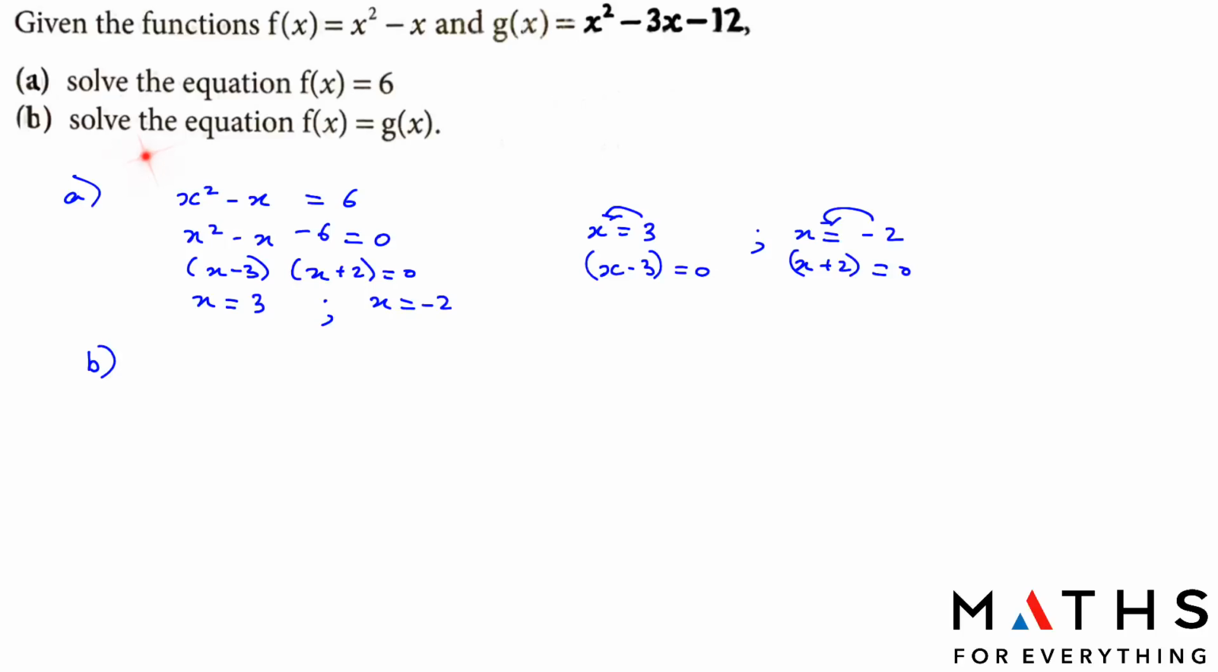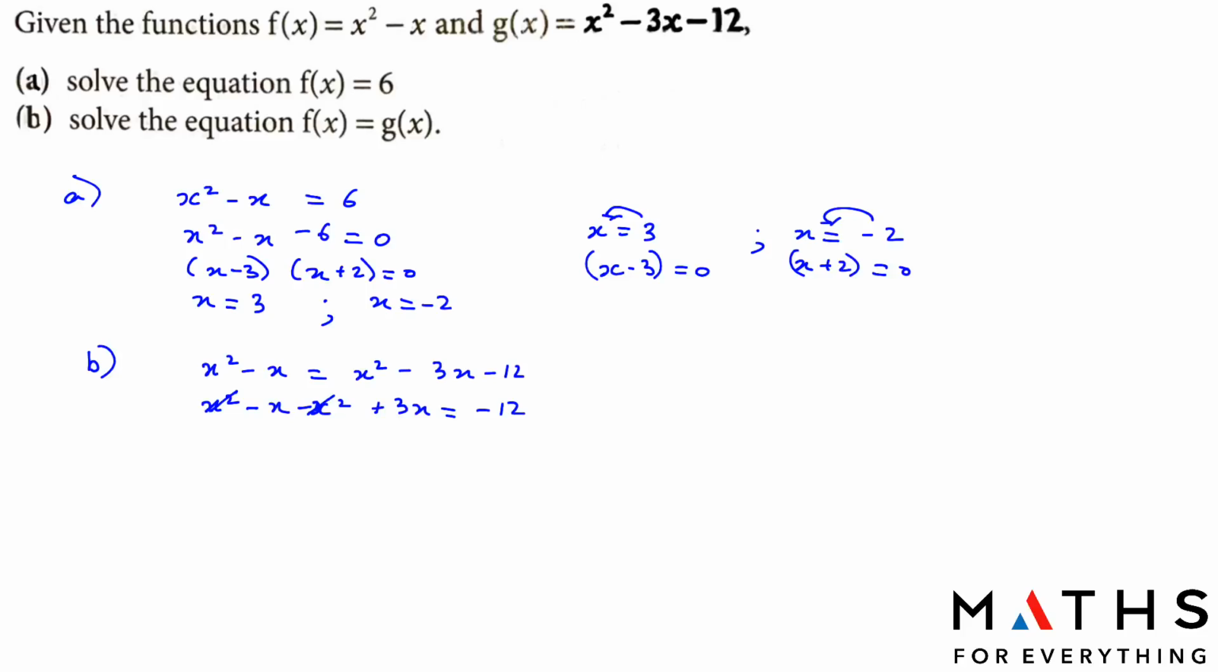For B, solve the equation f of x is equal to g of x. So this is our f of x. We are going to make it equal to our g of x, which is x squared minus 3x minus 12. Bring all the terms on one side. X squared minus x, the positive x squared will be negative. The negative 3x will become positive 3x. The number you can leave it on the right hand side.